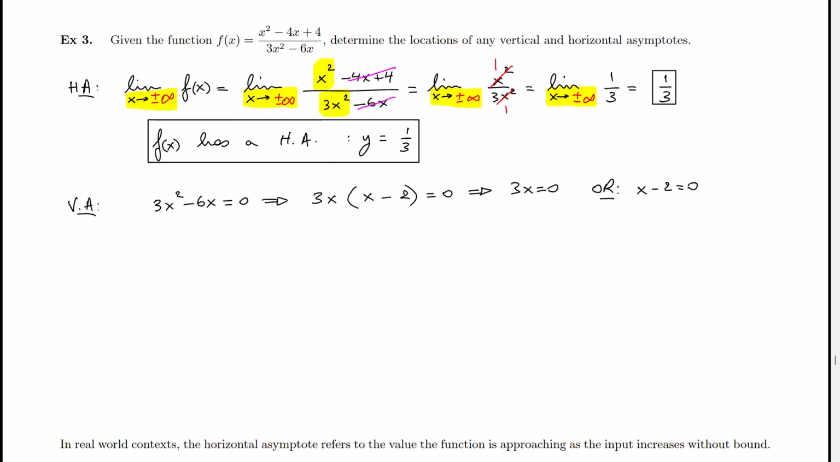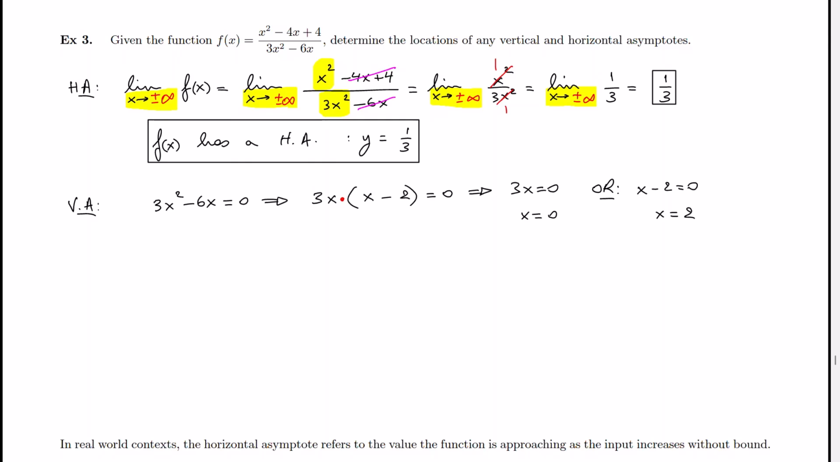This is because it's a product, and the zero product property says either the first term has to be 0 or the second term has to be 0 for the result to be completely equal to 0 at the end. Now, for 3x to be 0, it's enough for x to be 0, and for x minus 2 to be 0, we need x to be equal to 2. So there are two candidates, two options for VAs, but are they in fact both vertical asymptotes or not? Well, how do I find out?